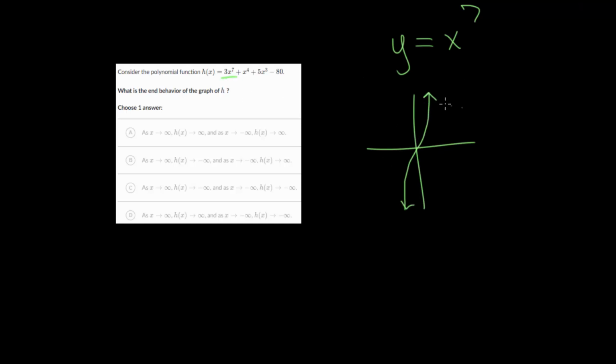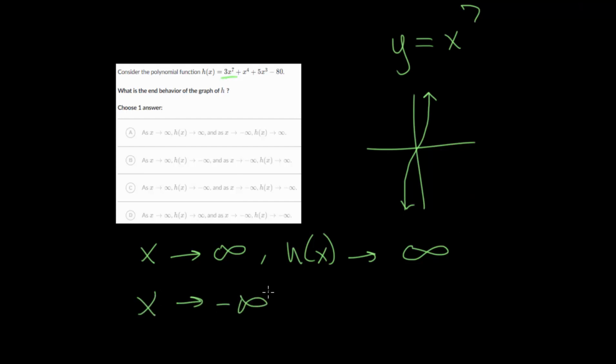And what we can see is that as x gets very large in the positive direction, so as x approaches infinity, the function h of x, you can see, goes up to bigger and bigger positive values. So the function will approach positive infinity. Now, as x goes to bigger and bigger negative values, so as it goes to negative infinity, you can see, just based off the graph of the parent function, that the function gets more and more negative. So it's going to approach negative infinity.